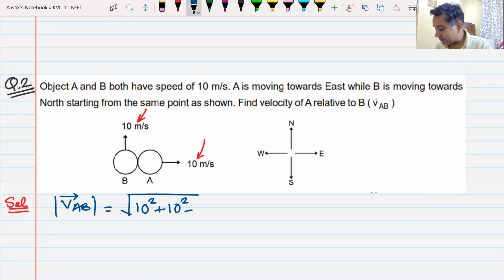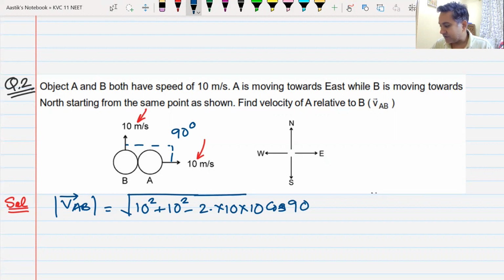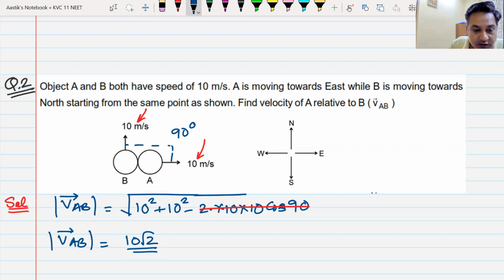Remember minus. What is the angle between these two velocities? The angle is 90 degrees. Yes or no? Minus 2 into 10 into 10 into cos of 90. I don't have to write this much. If I understand that it is 0, so it is under root of 10 square plus 10 square. So velocity of A with respect to B, the magnitude will be 10 times root 2. Do you understand this? Everyone? Okay.